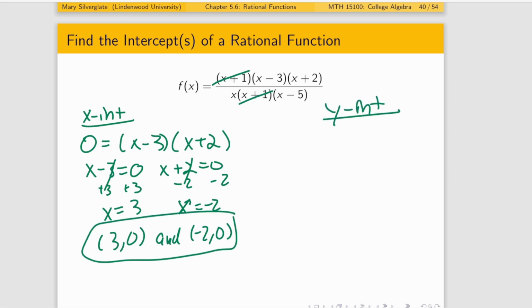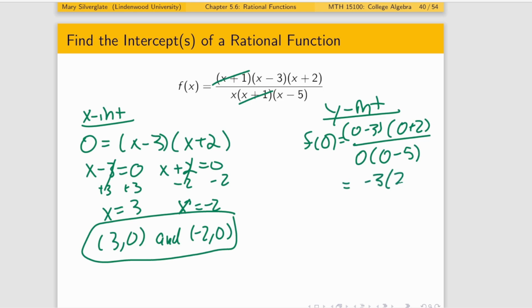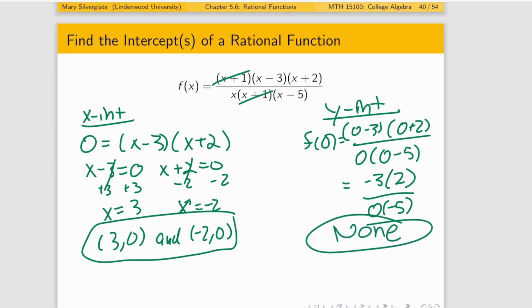For the y-intercepts, that's when I want to plug in 0 for x, and it will actually end up working out for the y-intercepts if you do that in the simplified or unsimplified version, because once I get 0 plus 1 divided by 0 plus 1, that just ends up making 1 anyway. But it's probably a good habit to still do that in the simplified function. Ooh, and then what problem do I run into? I end up with negative 3 times 2 over 0 times negative 5. So now I'm trying to divide by 0, so there's none.